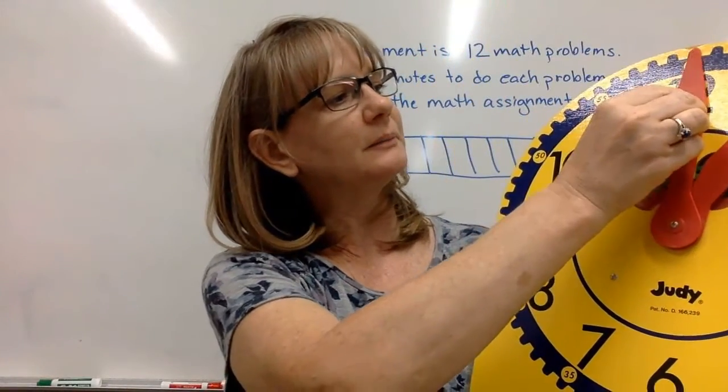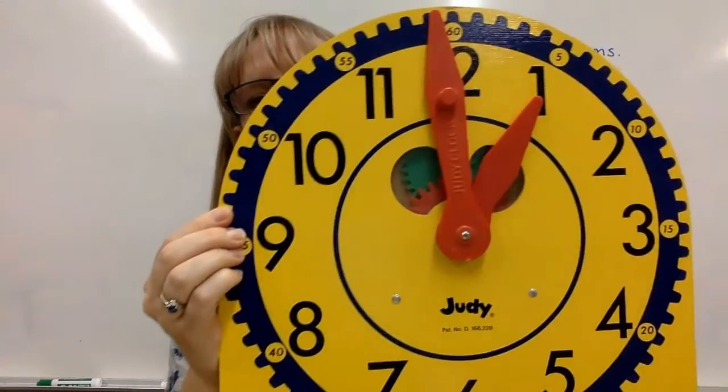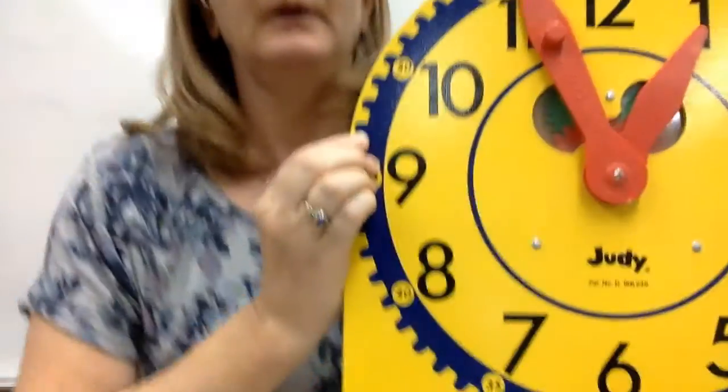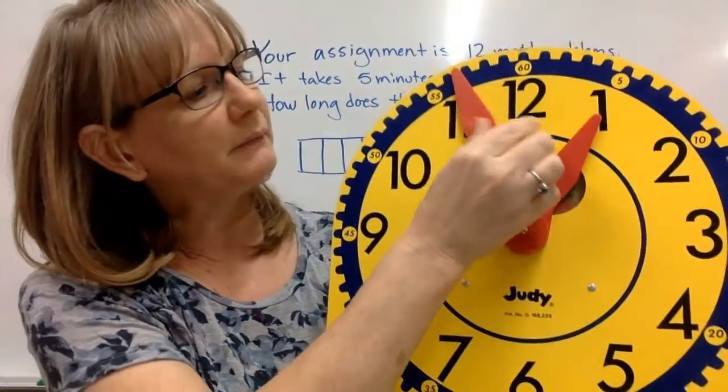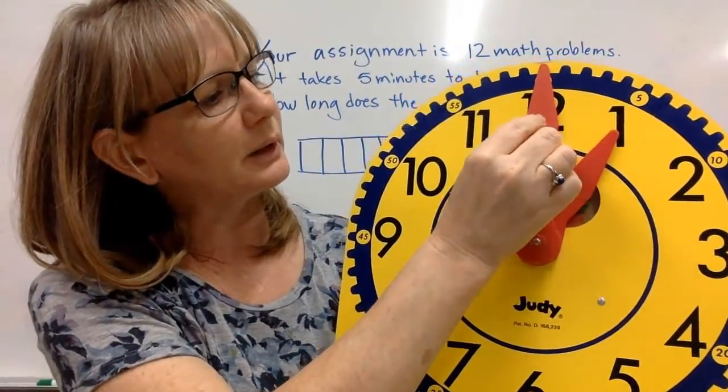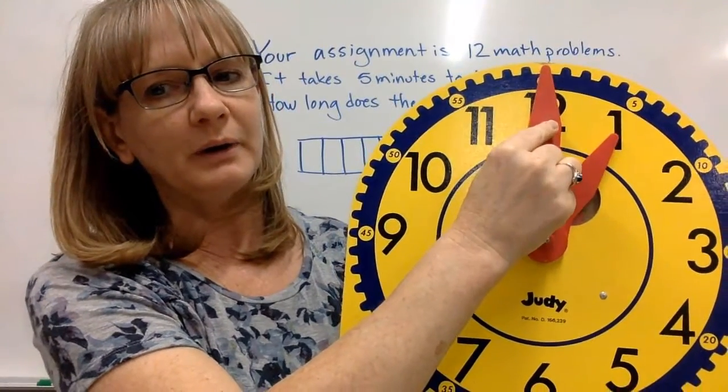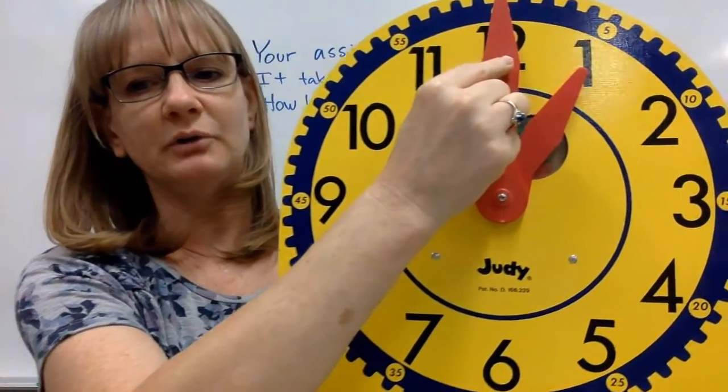Let's start off by counting by fives on a clock. We are at 1 o'clock right now, and we are going to count by fives. 1 o'clock, here we go. Count by fives. You can see the little numbers and it will help you.